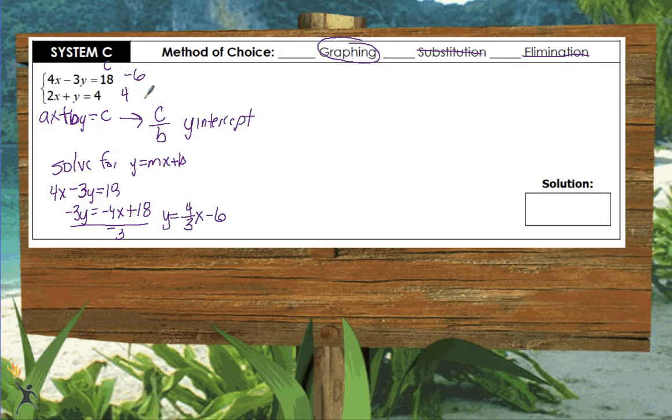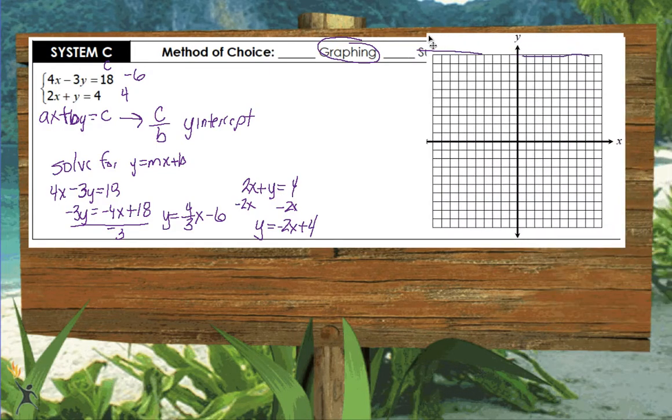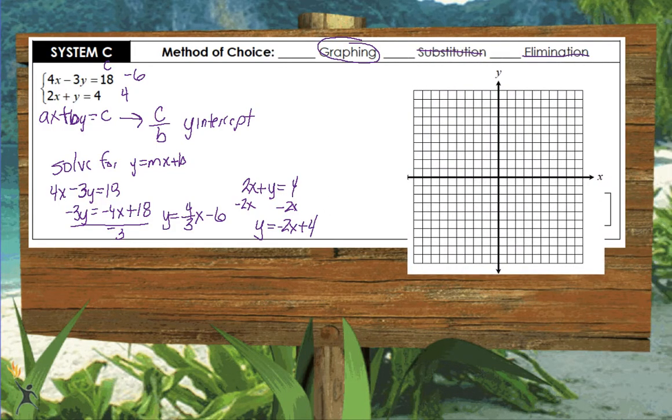And do the same thing with this problem. 2x plus y equals 4, minus 2x from both sides. I'm left with y equals negative 2x plus 4. Now, I went ahead and had a graph at the very bottom of my screen, so I'm going to bring that up so I can take a look at it and show you.